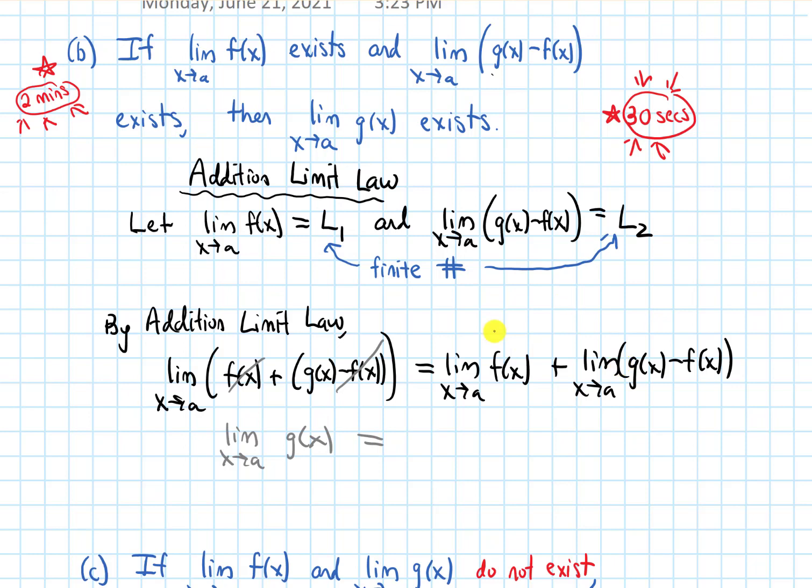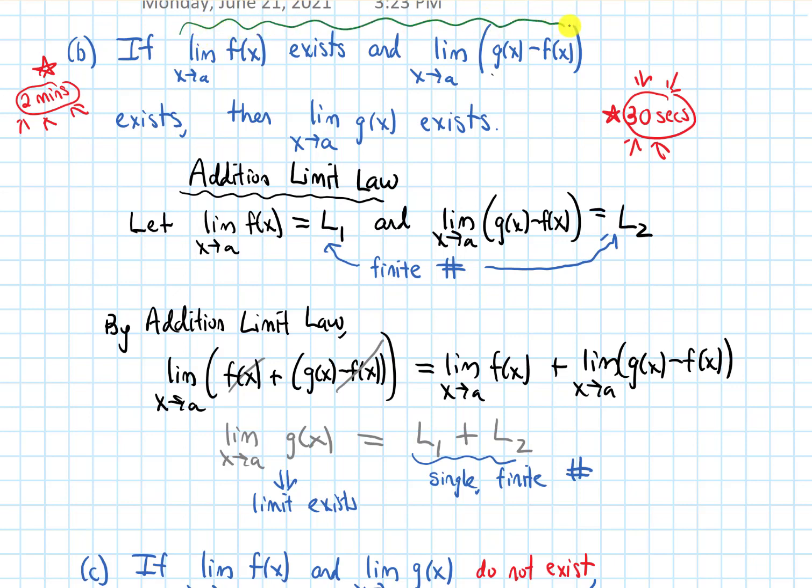And on the right-hand side, this first limit of f of x is L1, and the second limit of g minus f is L2. We know L1 and L2 are finite numbers, so when we add them together, this is still just a single finite number. And that means that this limit of g of x exists. Okay, so we have shown that when the givens, the if portion, are true, then the conclusion, this whole then part, follows.